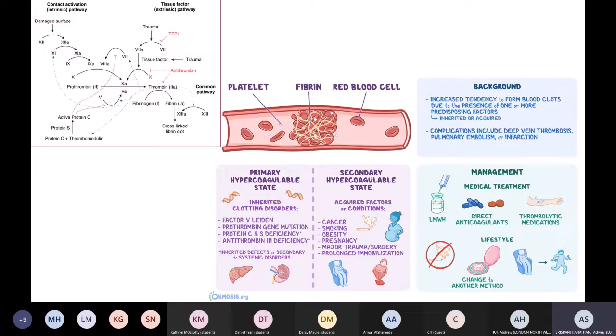So I took this image off from Osmosis, which I thought was quite good, and it kind of put everything together to help you guys with your revision. It just links in your inherited and your acquired hypercoagulable states. So factor V Leiden, which is your most common, prothrombin, which is less common, along with protein C and S deficiency. And then you can get antithrombin III deficiency as well, which again is very rare. And then your malignancy, so cancer, smoking, obesity, pregnancy are all common acquired causes as well.